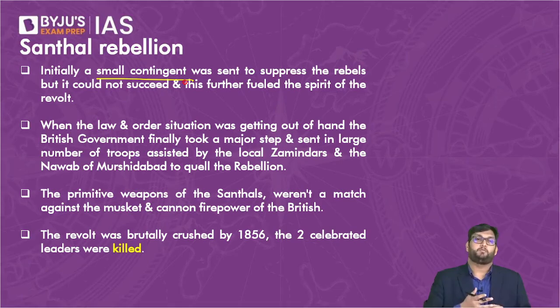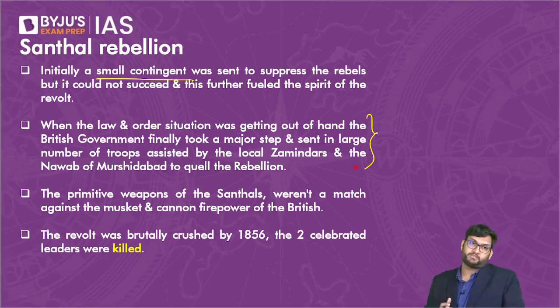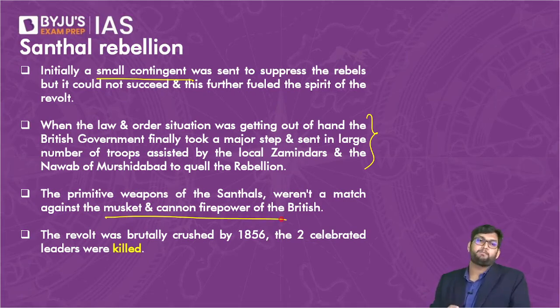So the spirit of the revolt will be exaggerated. When the law and order situation becomes extremely bad, the British will finally take steps to send troops into this sector, using the local zamindars and the Nawab to help quench the rebellion. Whilst the primitive weapons of the Santhals had worked in the first go, in the second one the British will take cannons and muskets, and there was no chance that the Santhals would be able to win. This revolt will be brutally crushed in 1856, and the two celebrated leaders will be martyred by the British.